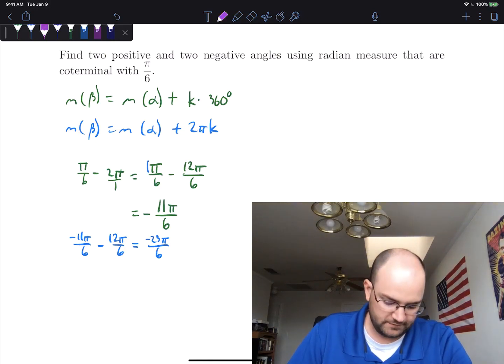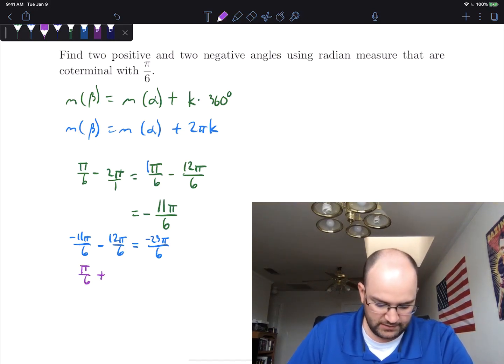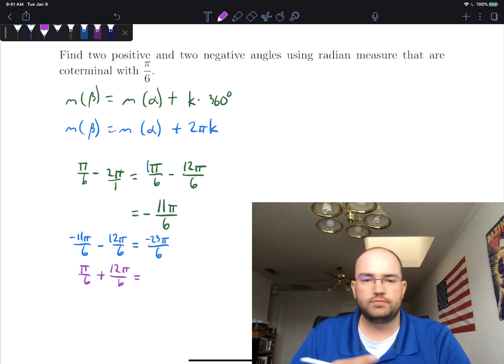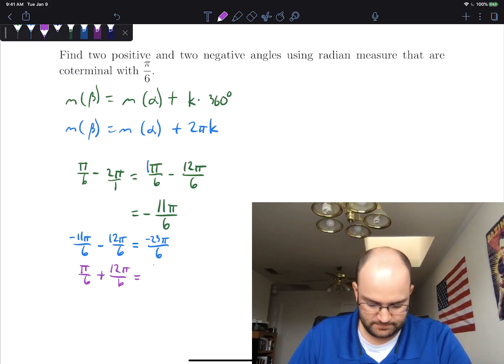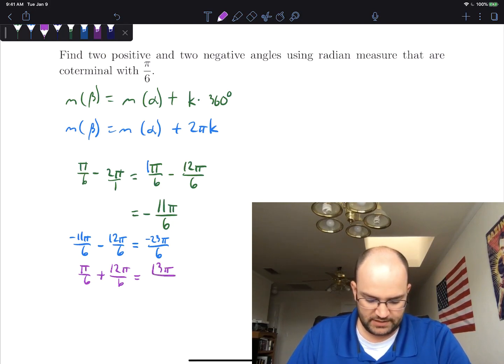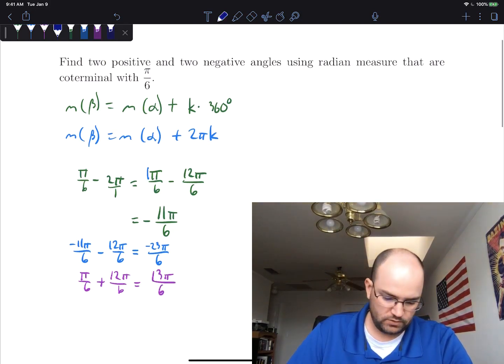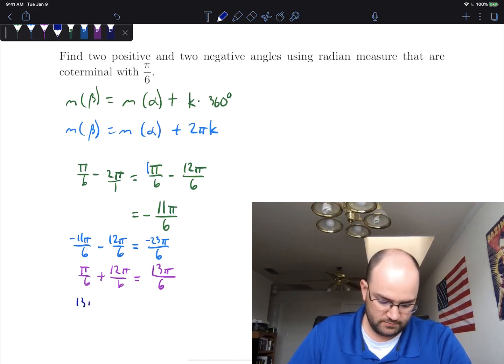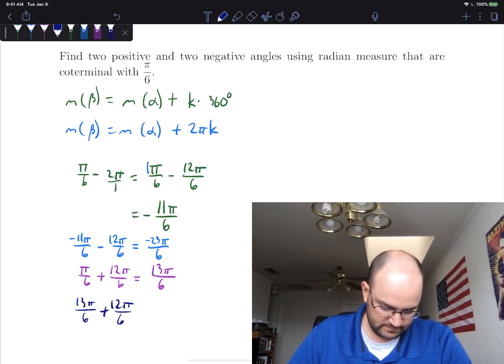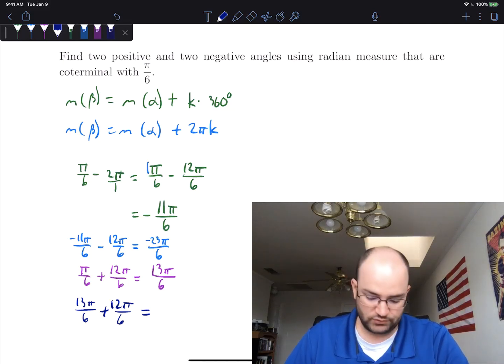Now let's do two positive. Starting again with the original pi over 6, let's add on again 2 pi, which would be 12 pi over 6. So 1 pi plus 12 pi is 13 pi. And the denominator, just keep the 6 the same. Good. Now keep going. Add on another 12 pi over 6. So 13 plus 12 would be 25, so that gives us 25 pi over 6. And awesome, there you go.